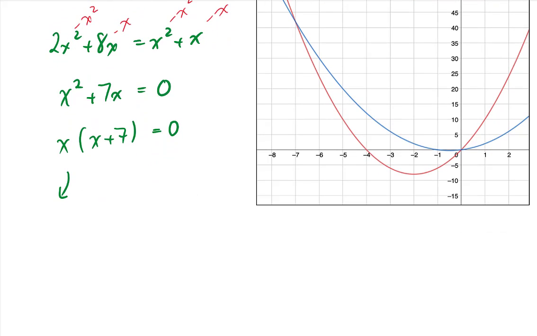Last part is to solve for each of the factors. So I get x equals 0, and I get x plus 7 equals 0, which means that x has to equal -7. Looking at the graph, there's the point where the two parabolas meet at -7, and they also meet here at 0.